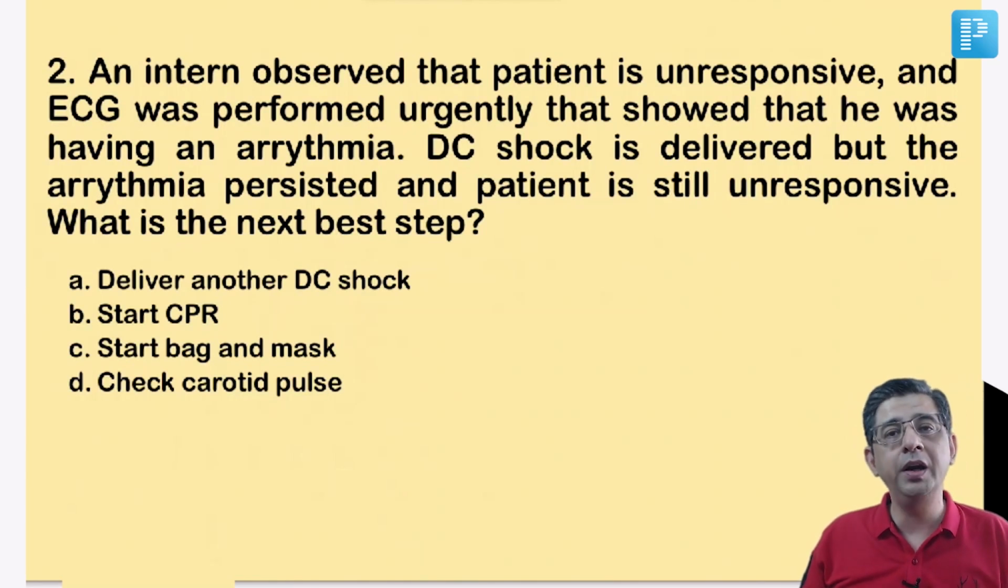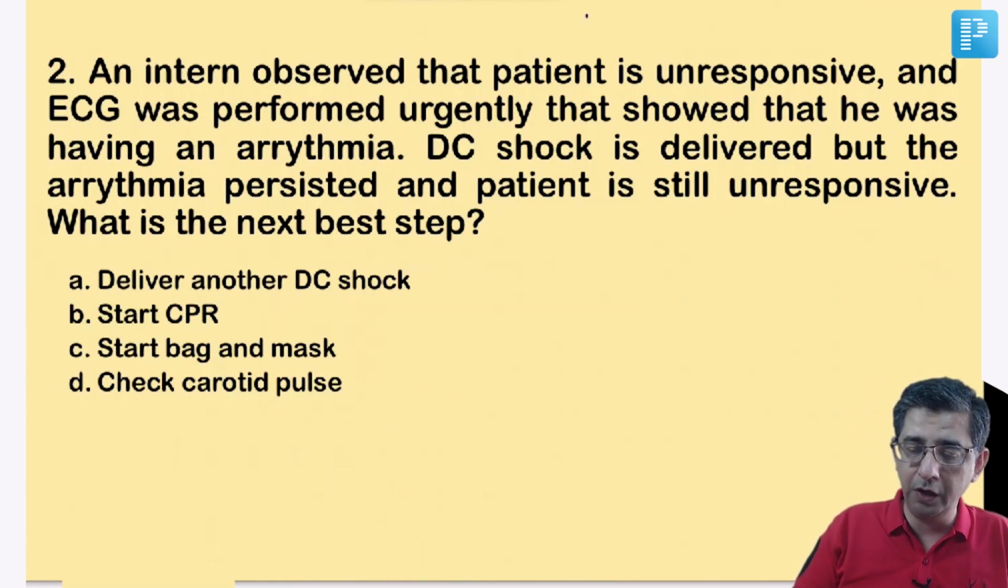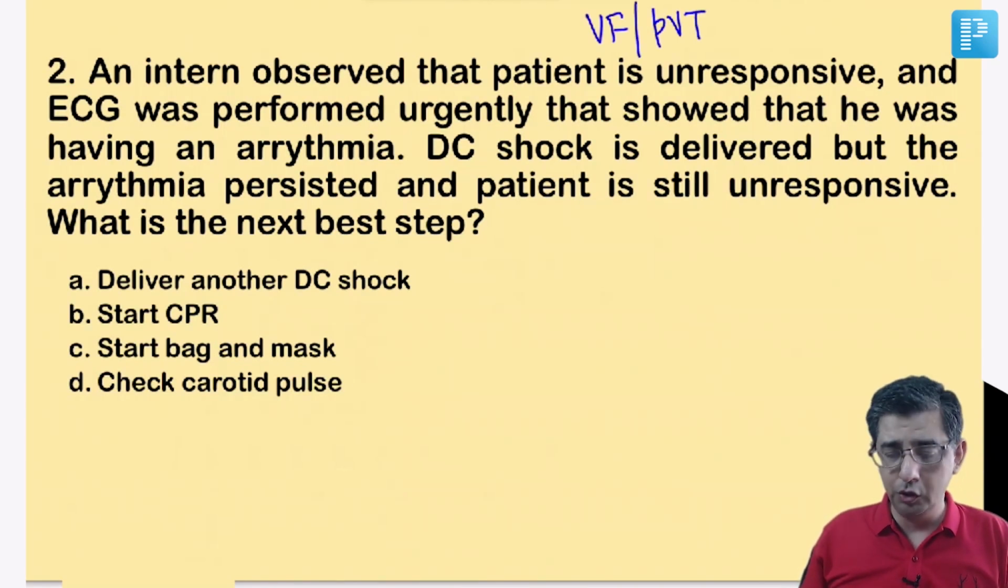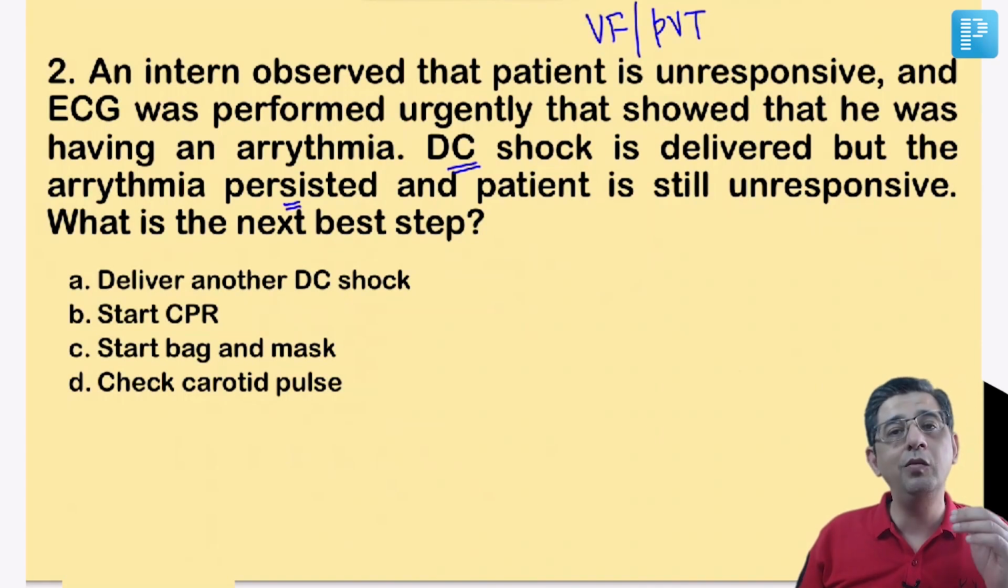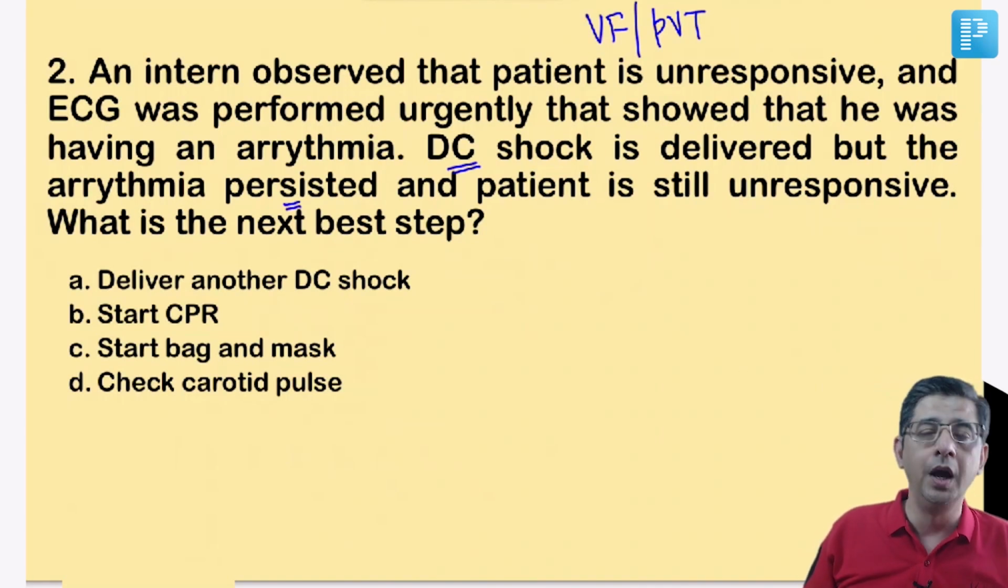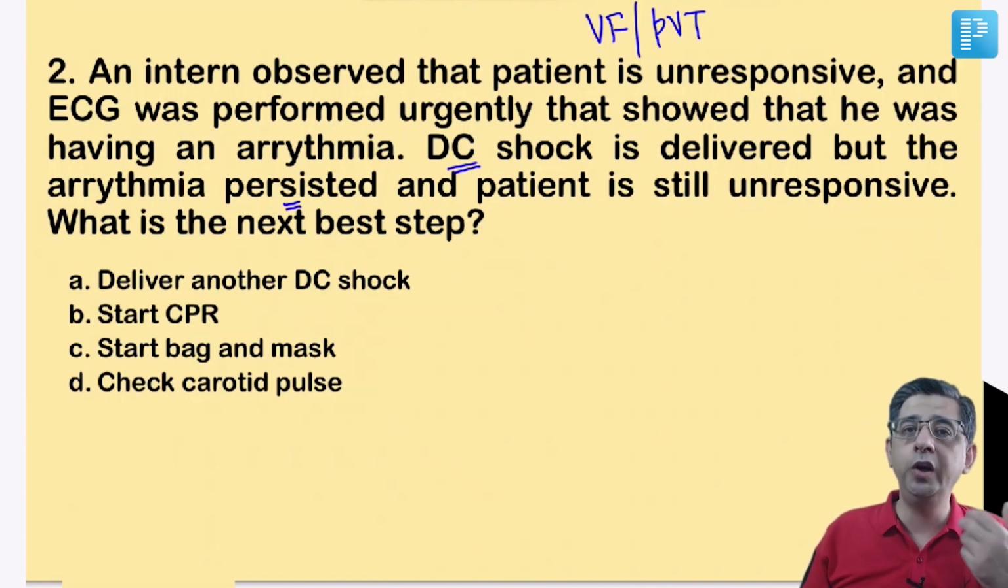Now, what do you do for any arrhythmia? It could either be a patient having ventricular fibrillation or a pulseless ventricular tachycardia. So the doctor has done the right thing by delivering a DC shock to the patient. The question said, once you have delivered the DC shock, even then the arrhythmia of the patient is persisting. That's the key word. You have already given DC shock, but the arrhythmia is persisting. What would you do next?